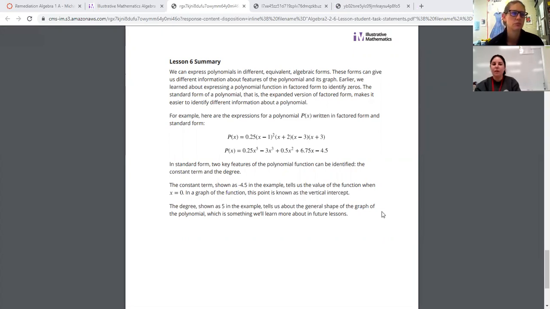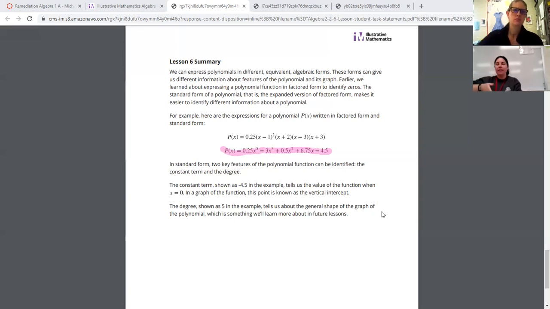Okay, so Ms. Bush, what stood out to you in this summary? So I think the most important part about lesson 6 is putting together a lot of the information we've been talking about and looking at the two forms for a polynomial, and that each of the forms is useful in its own way. Like you can't have one without the other. You need them both. This one focuses on standard form, where it's easy to see what the constant term is, which is the last term, so negative 4.5, which is also the vertical intercept, okay?